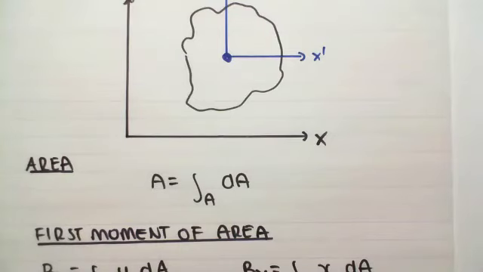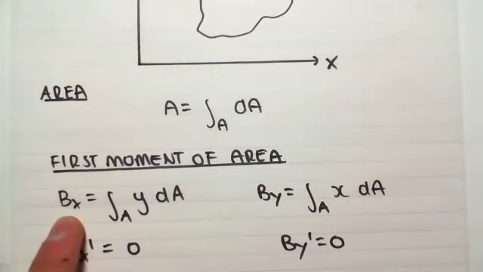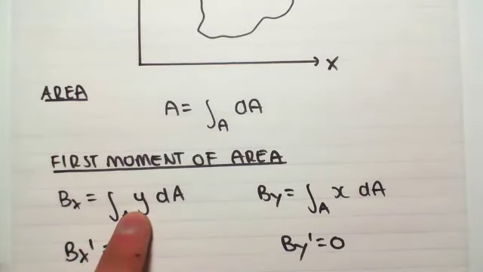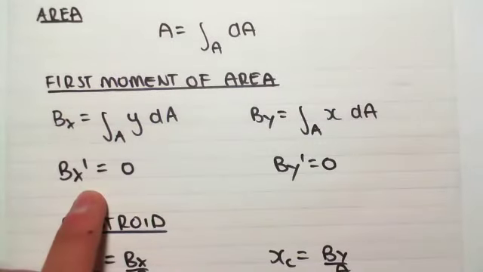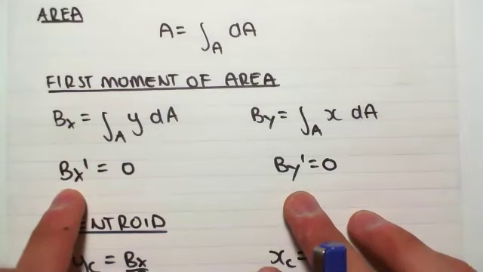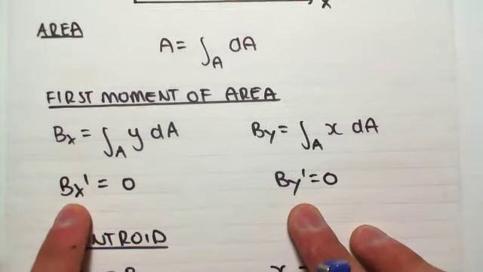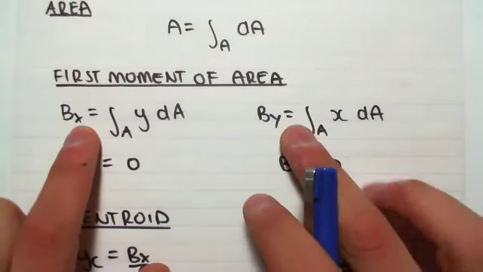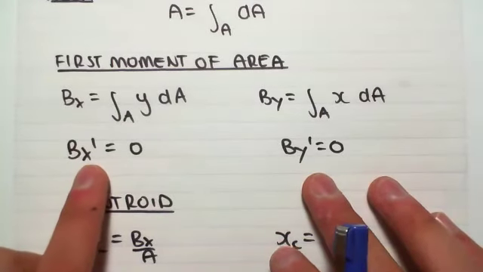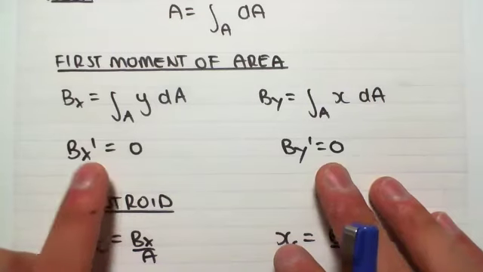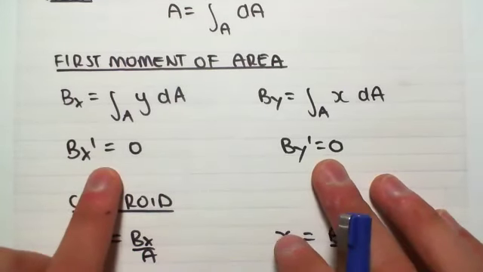It's pretty simple. The first moment of area, Bx, is the integral of A y dA, By is the integral of A x dA. Bx dash and By dash is the first moment of area in reference to the centroidal axes, and these are in reference to the reference axes. So because you're at the centroid, the first moment of area, Bx dash and By dash, is just 0.